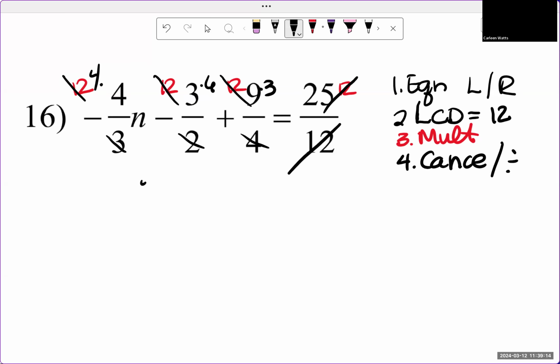Okay, so here's the hardest part. Bring it down. Negative 16n minus 18 plus 27 is equal to 25. Did I make any mistakes? I don't think so.